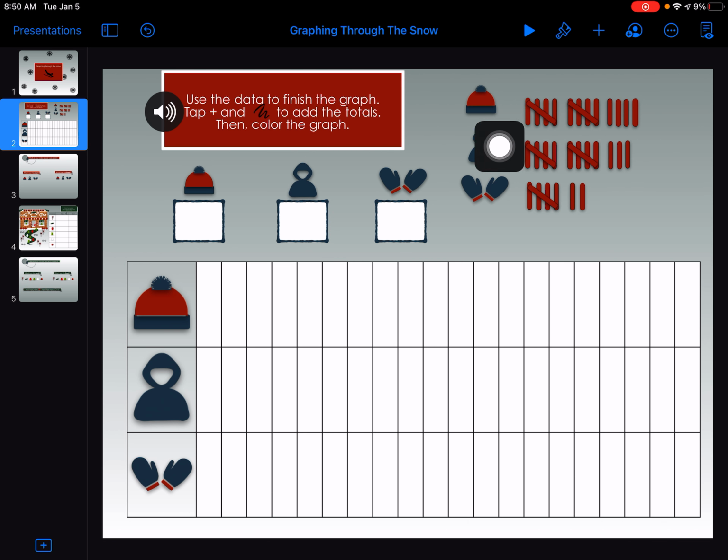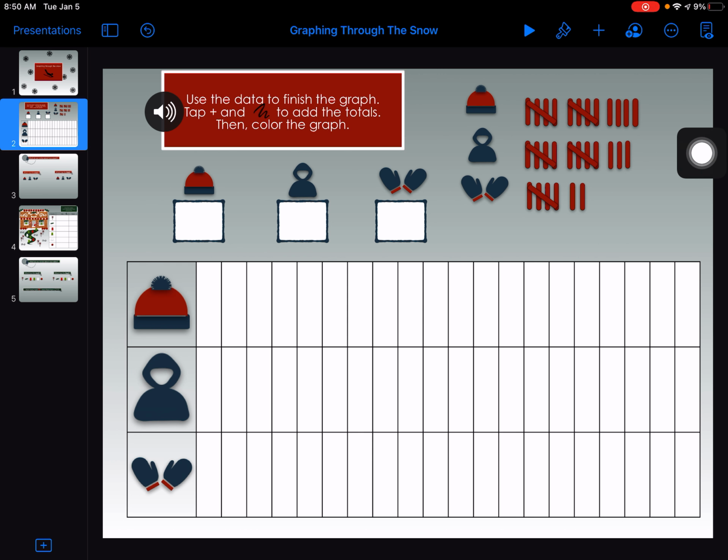So I see next to the picture of the hat that there are tally marks. That shows how many hats there are. The tally marks represent the number of hats. These tally marks represent the number of jackets, and these tally marks represent how many mittens. The first thing we need to do is count how many hats there are. So we need to find out how many tally marks are right here.